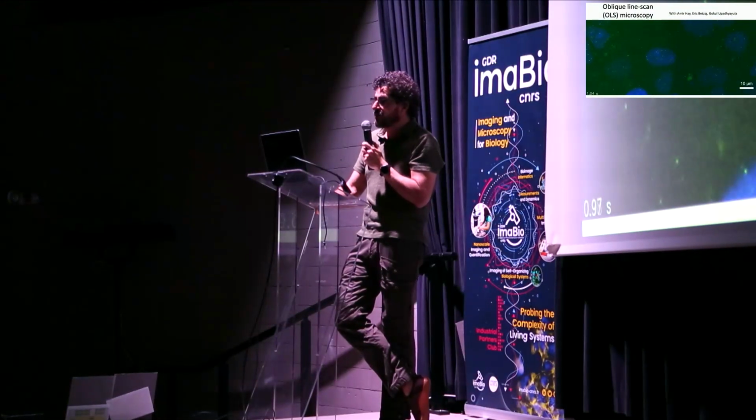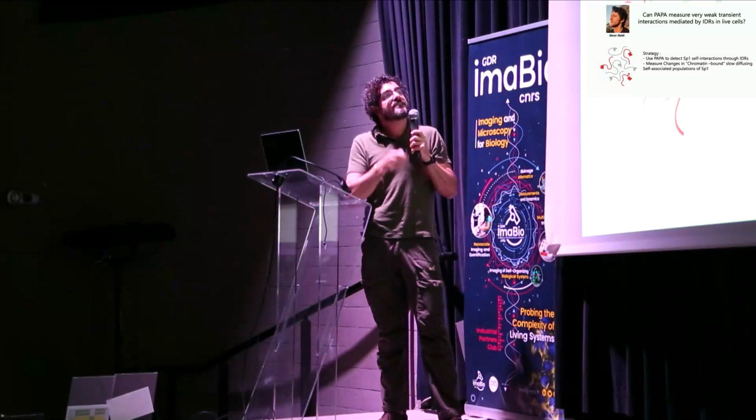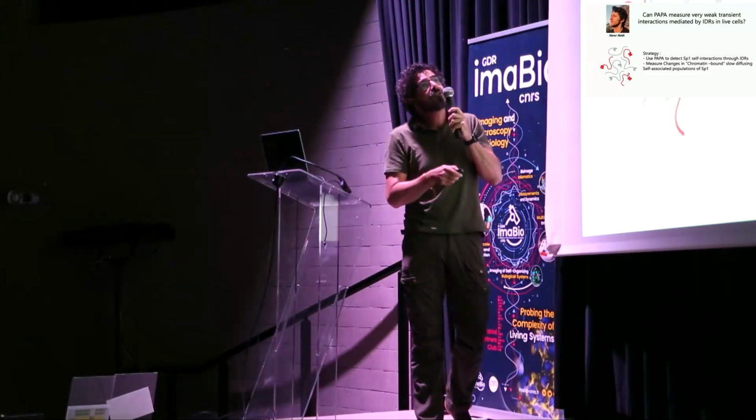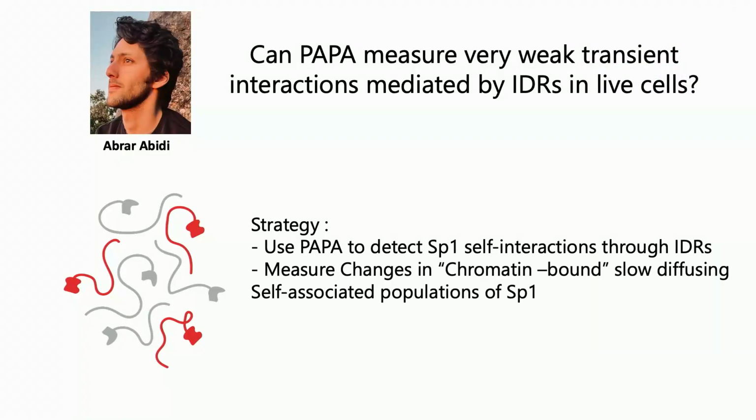We are out of the company, and Abrar decided, can we measure this IDR interaction? I gave you a hint before that these low complexity domains that are present in these transcription factors that I care about are important for protein-protein interactions. We know that these protein-protein interactions are extremely weak. Can we use this new technique, PAPA, to measure these weak and transient protein-protein interactions in cells?